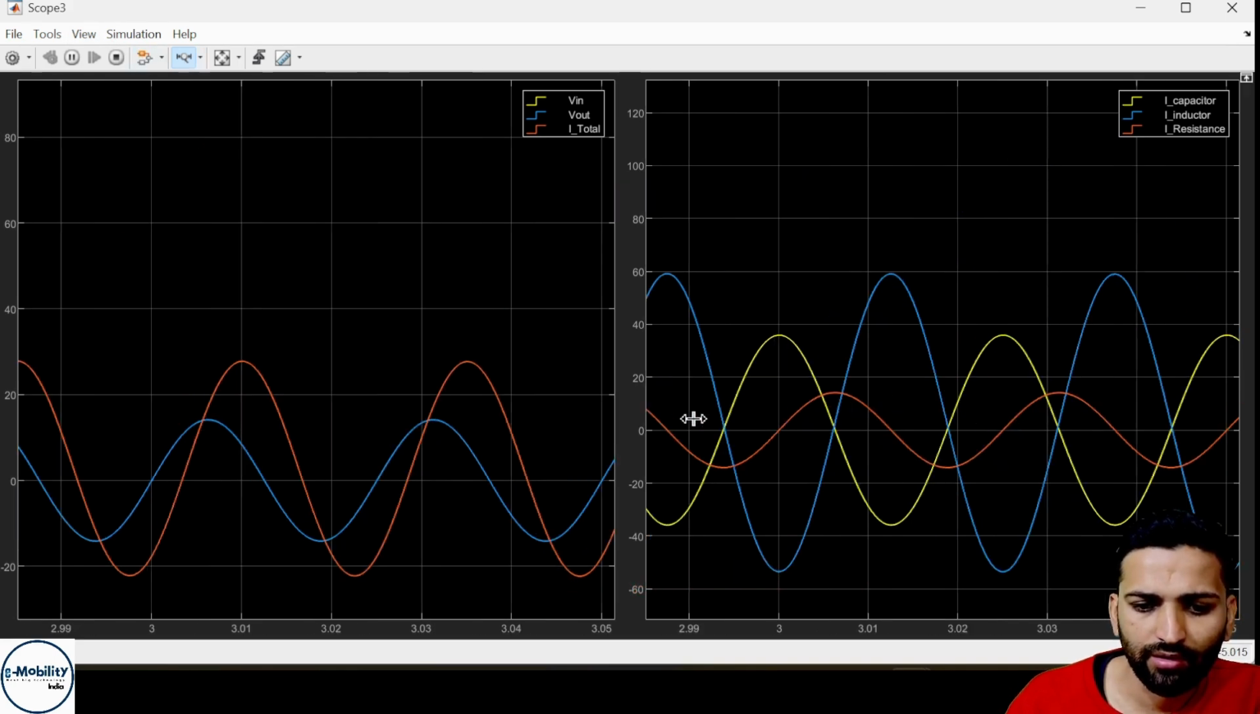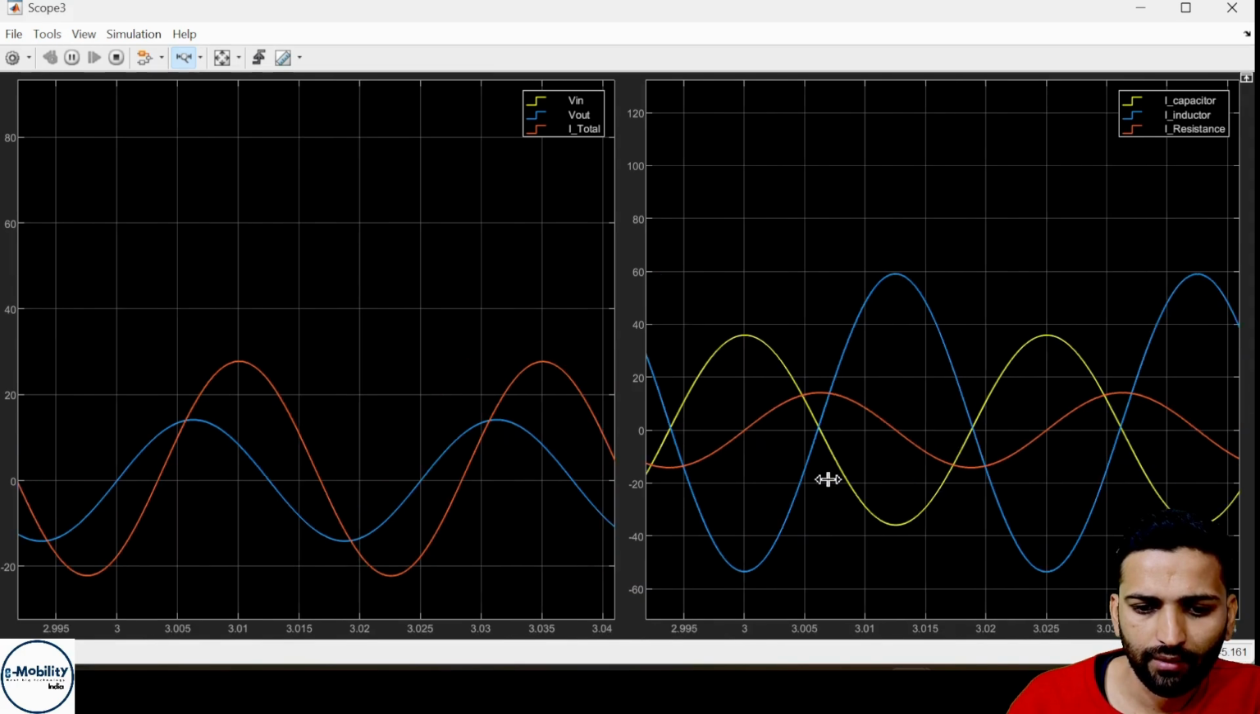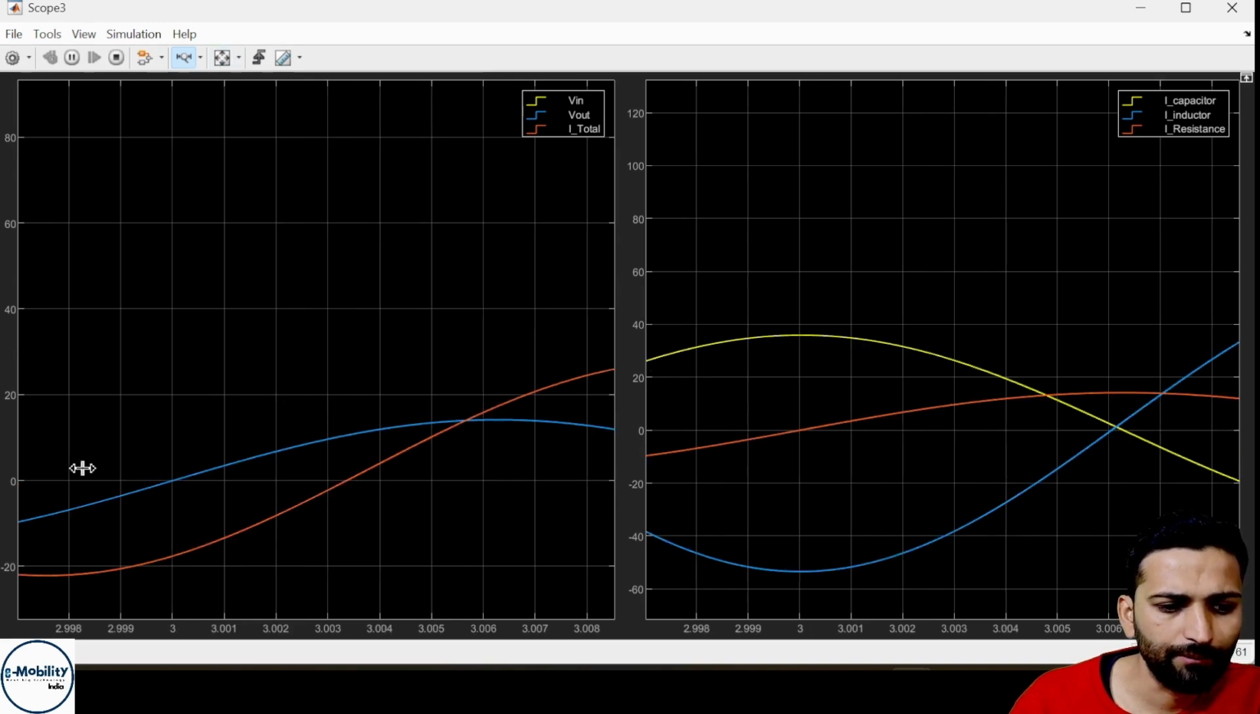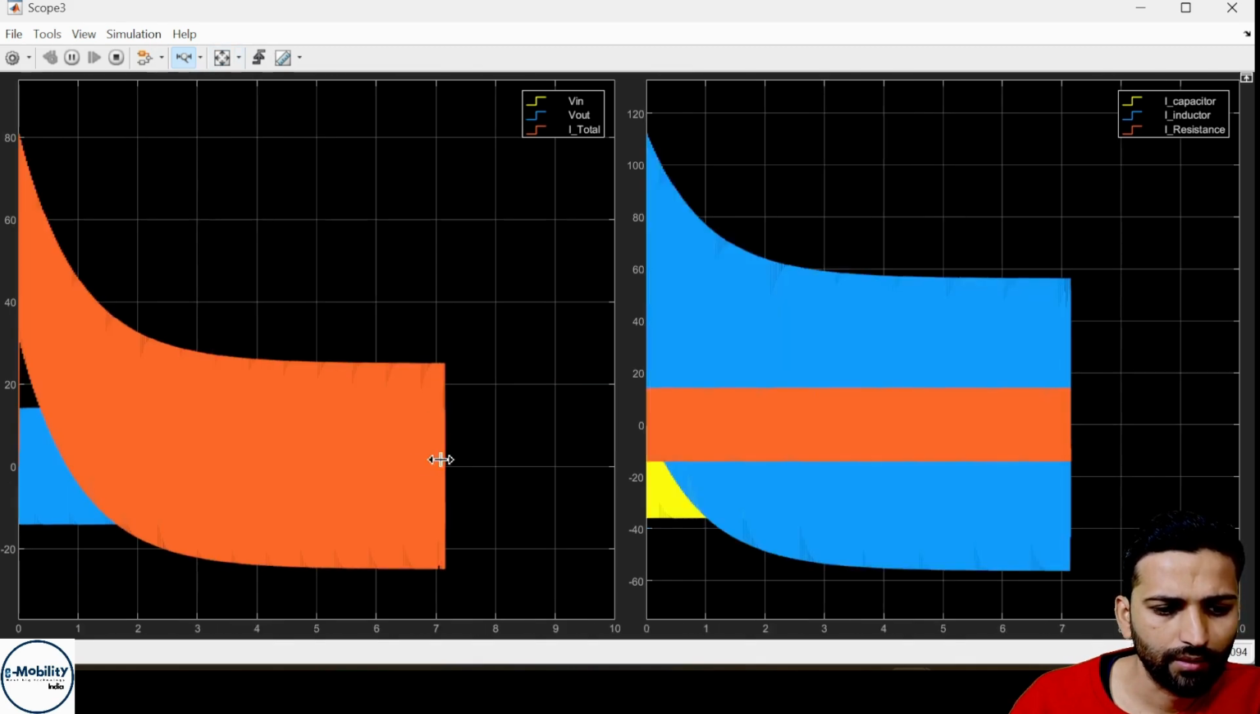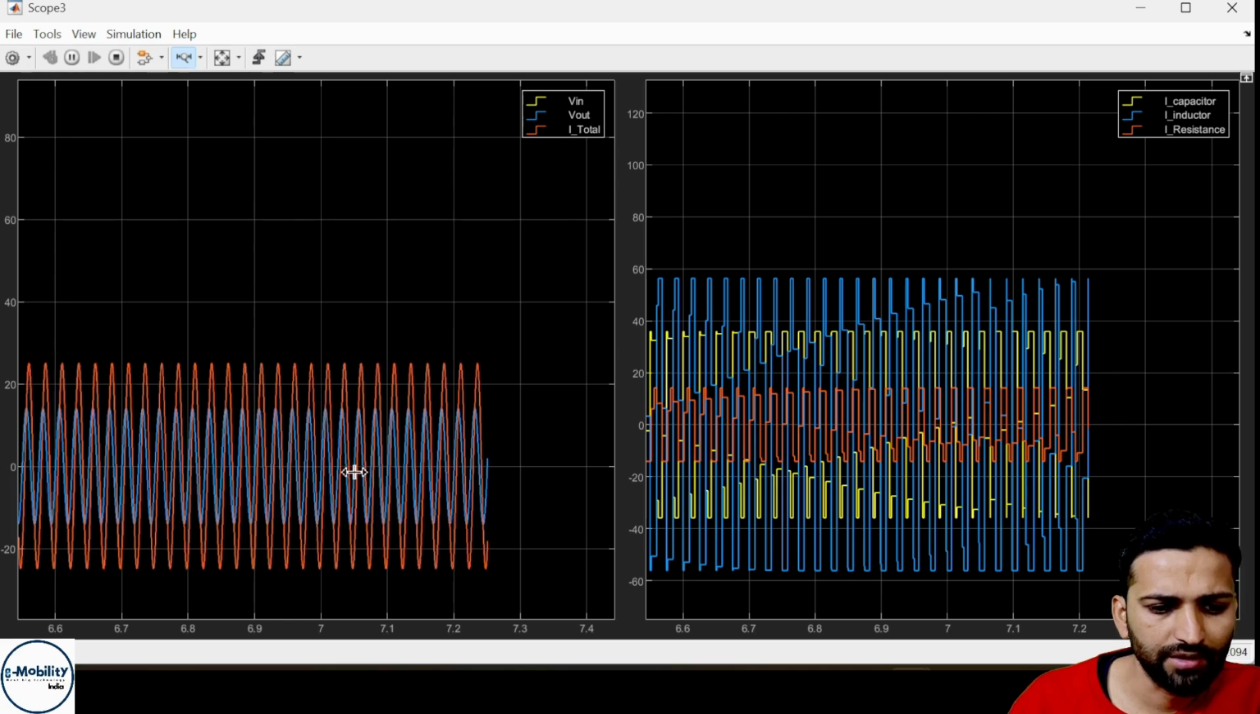What you can see here is that the inductor is drawing a high amount of current, and the capacitor is also drawing current, and all three are drawing current. And because of these three, you can see that there is a net phase difference at any given moment. We can see the phase difference here also.